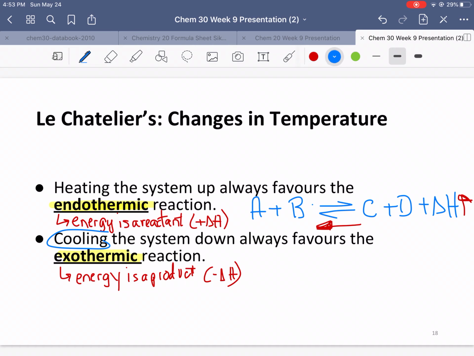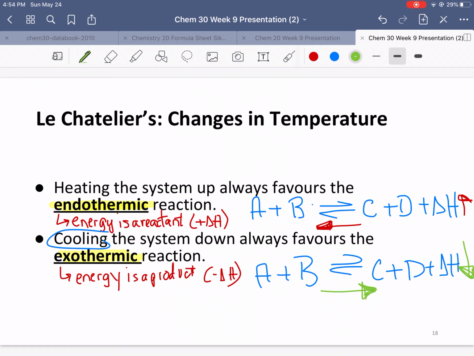Okay, let's look at it again in the context of cooling it down. If I've got A plus B at equilibrium producing C and D plus delta H, take that delta H, and this time I'm going to take some heat away, reduce it. Naturally, the system wants more energy because that's the opposite of taking it away. So in this particular scenario, it's going to favor the forwards. Every reaction is going to be unique depending upon its enthalpy change. So keep that in mind.